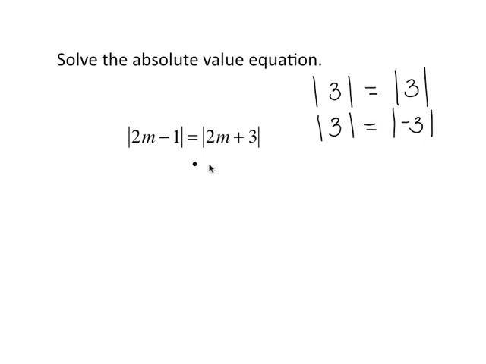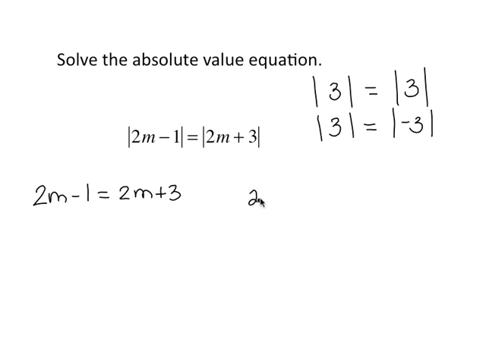So for that reason, we're going to set this problem out like 2m minus 1 is equal to 2m plus 3. This is simply stating that the distance from this absolute value and the distance from this absolute value are the same.